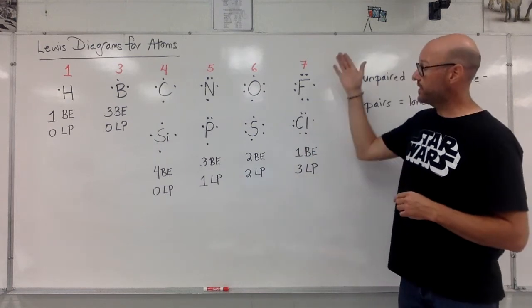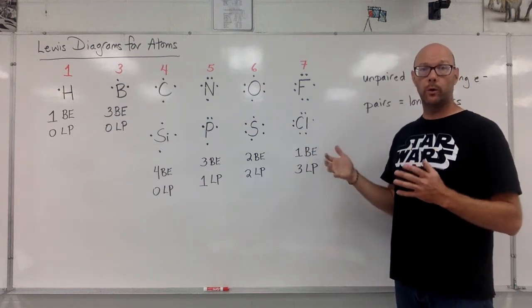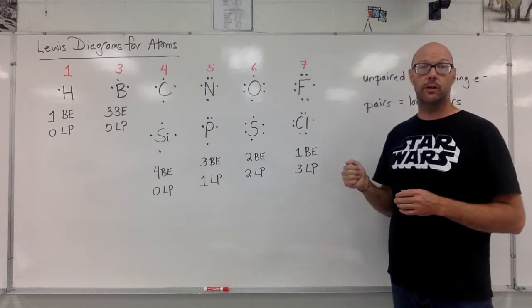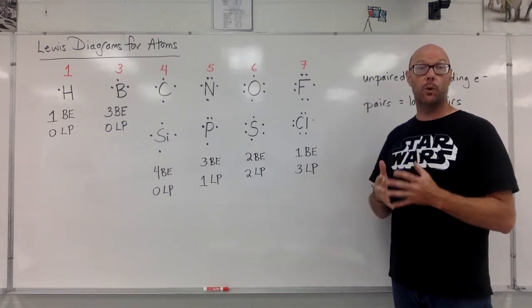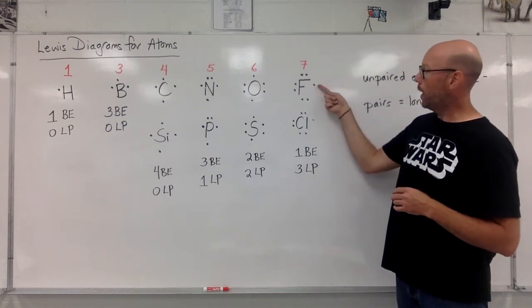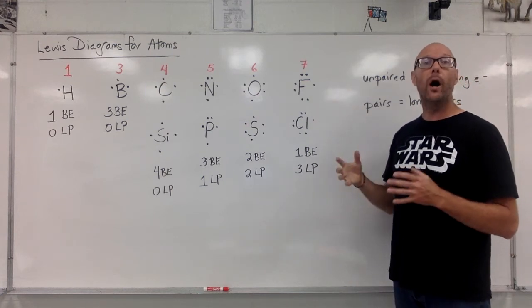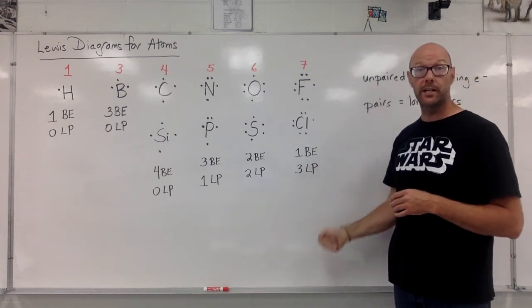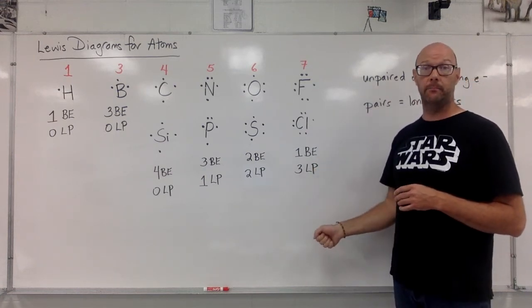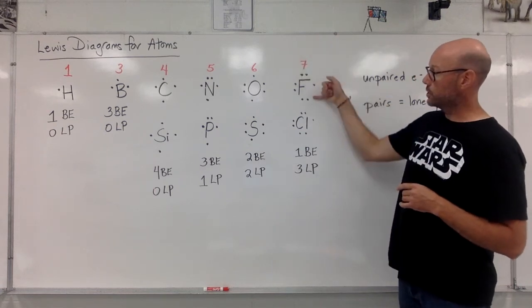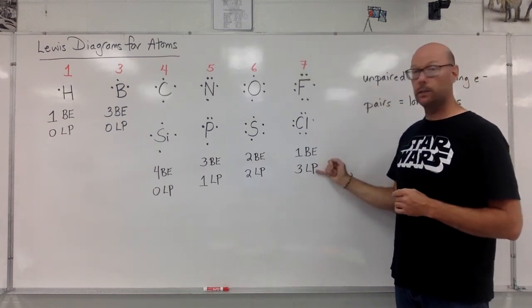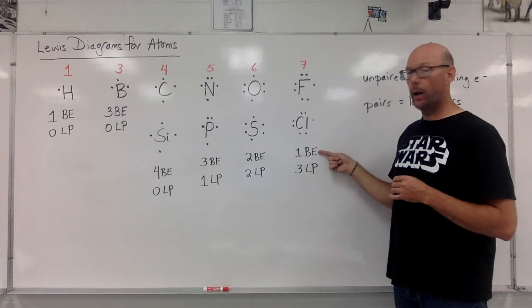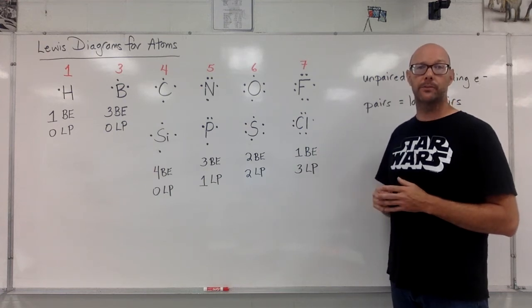Finally, in group 17, we have fluorine, chlorine, bromine, and iodine, which I did not show, with 7 valence electrons. When we add the dots into our diagram, we end up with 1 unpaired electron, 1 bonding electron for a fluorine, a chlorine, and also for the 2 that I did not show, for bromine and iodine. And there's 3 spots where the electrons are paired up, 3 lone pairs. Halogens, fluorine, chlorine, bromine, and iodine, all have 1 bonding electron and 3 lone pairs.